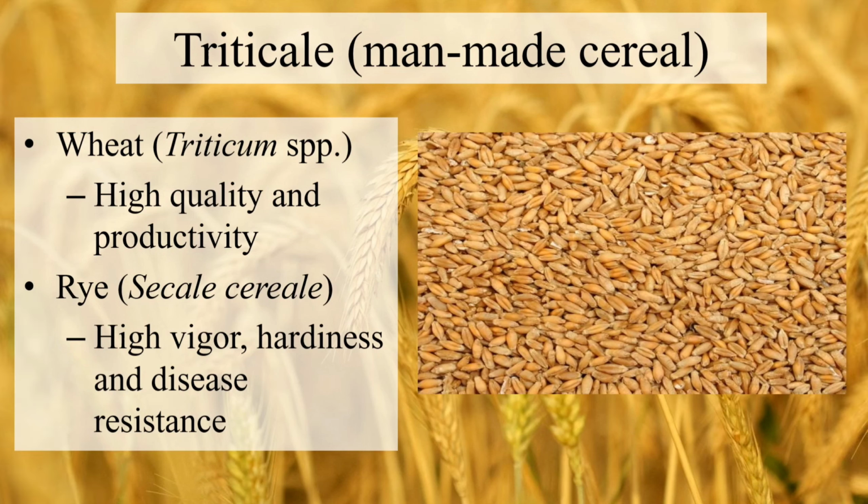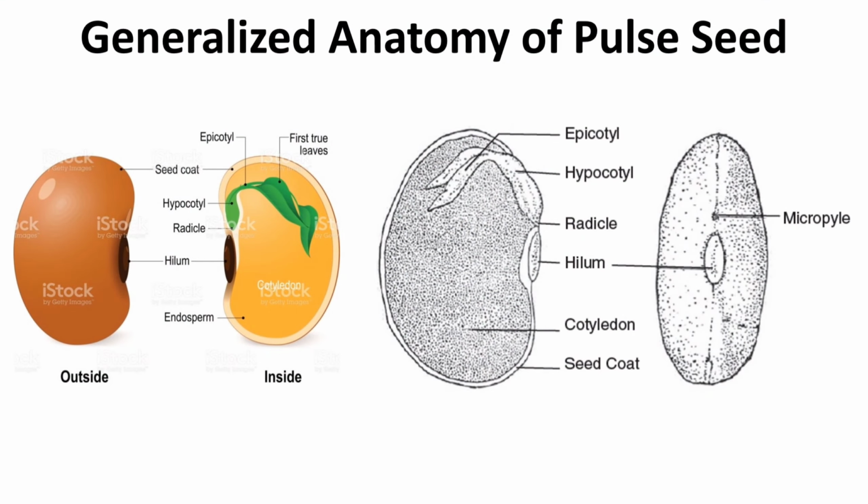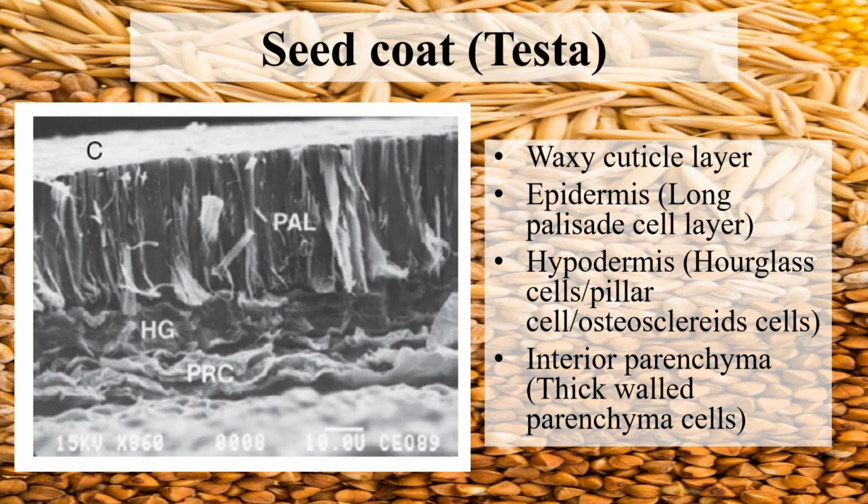It is a man-made cereal made with a cross of wheat, Triticum spp., which has high quality and productivity, and rye, Secale cereale, which has high vigor, hardness, and disease resistance. Picture showing a generalized anatomy of pulse seed. Here is a microscopic picture of seed coat testa.